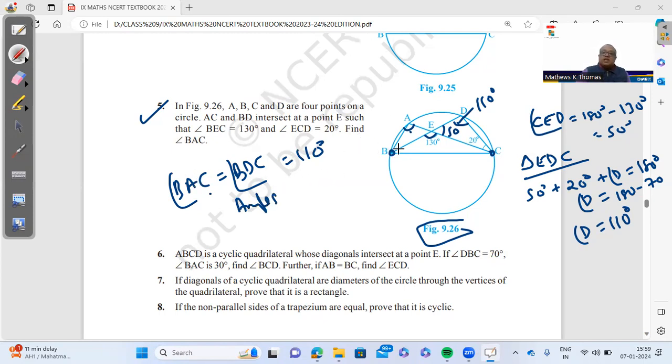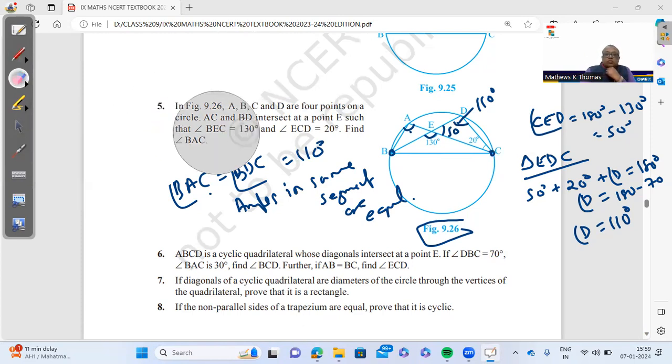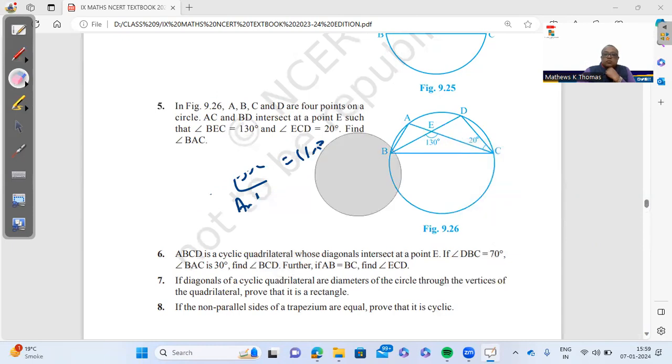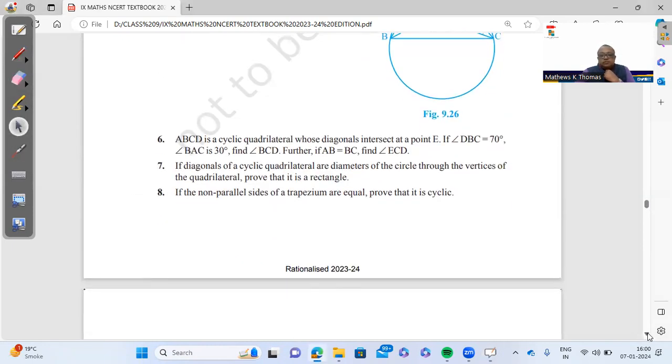Remember, your starting and ending point has to be the same. Angles in the same segment are equal. So that's question number 5. Then we go to question number 6.